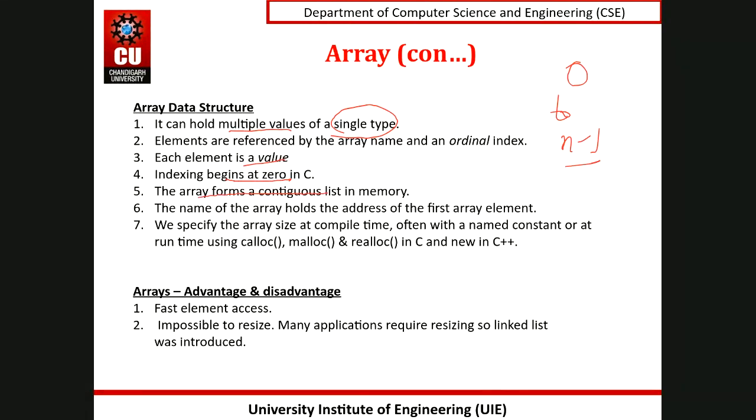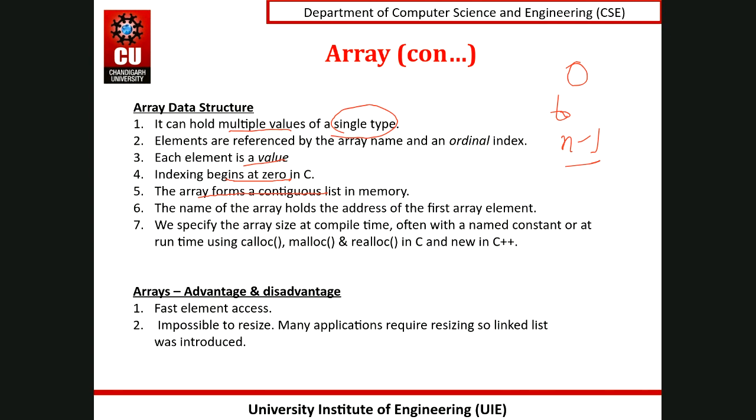If the elements will not be at the contiguous memory location, the direct indexing is not possible. That's why since the elements are in contiguous memory location, the array gives you the direct access. If they are scattered in the memory, they cannot be directly accessed. So this is what makes arrays have the direct access.